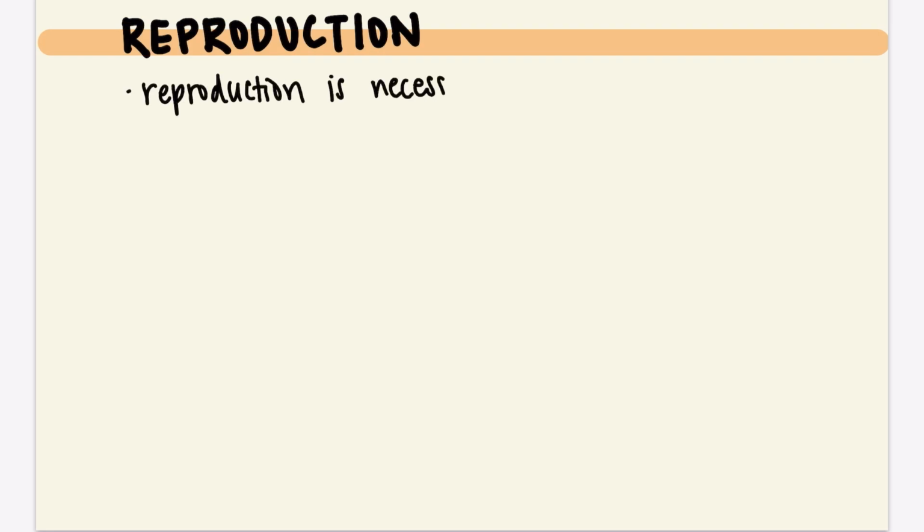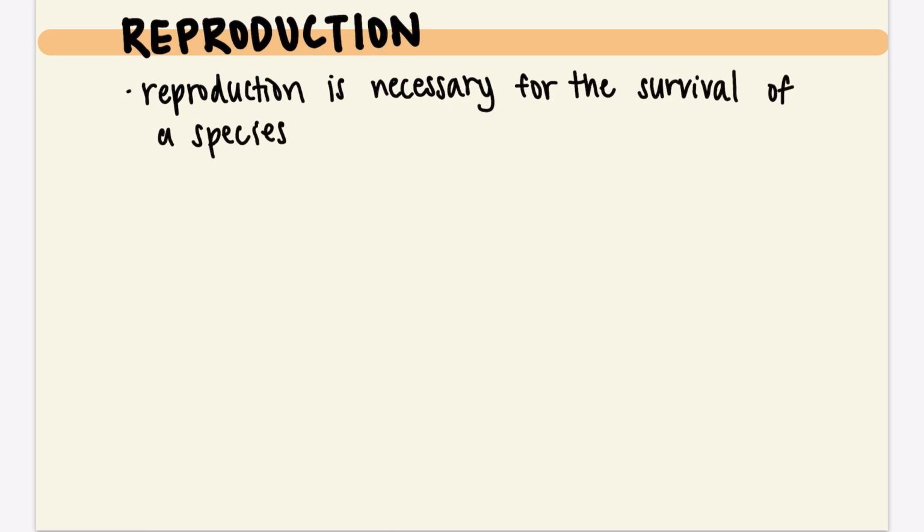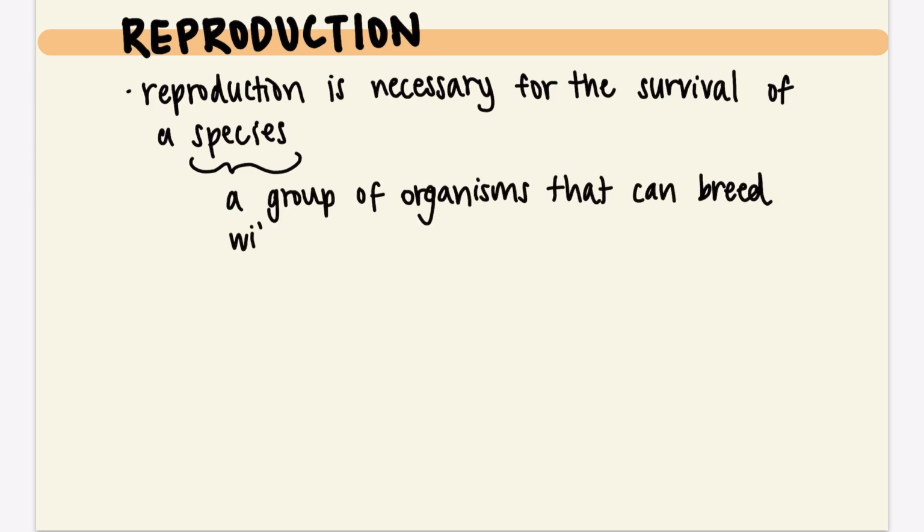The R stands for reproduction. Although reproduction is not an essential characteristic for an individual organism, it is necessary for a species to continue to exist. A species is a group of organisms that can breed with one another to produce fertile offspring.